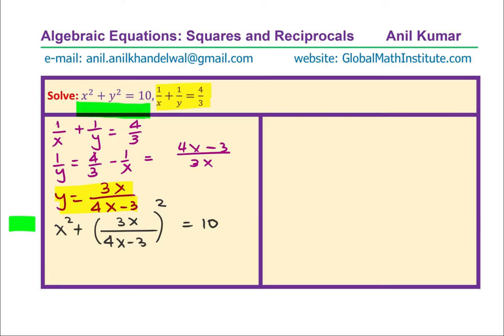Now let's multiply all the terms by 4x minus 3 whole square and then write down the polynomial. Solving that polynomial, we can find all possible values of x. So we have x squared times 4x minus 3 whole square plus 3x whole square equals 10 times 4x minus 3 whole square. So that is what you get. Now you need to expand and simplify the equation.